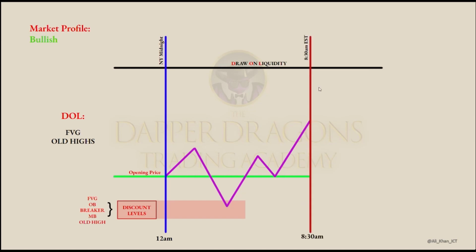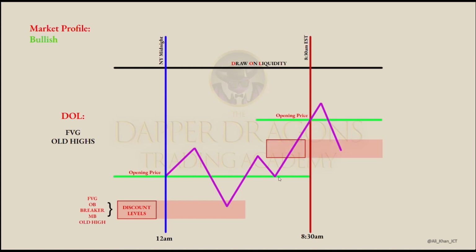Our second opening price of the day is at 8:30 AM New York time. We have our opening price level when we reach 8:30 AM. We extend this out in time. Price moves higher slightly. We're looking for price to move below the opening price and into an area of discount, which can be any of these arrays down here.